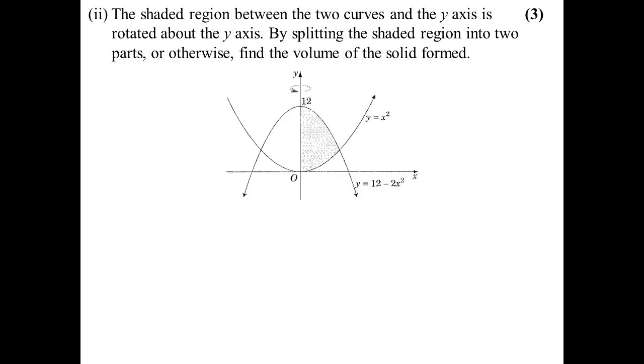Now, they've given us a bit of a hint on how to solve it. The shaded region between the 2 curves and the y-axis is rotated about the y-axis by splitting the shaded region into 2 parts. Find the volume. So there's the picture again. We're going around the y-axis. Remember, you've got to look at your boundaries. Top boundary minus bottom boundary. So if we go into the y-axis, well, the bottom boundary is consistent. It's the y-axis. But the top boundary changes. I've got the concave down parabola and the concave up parabola. So they're the 2 bits.